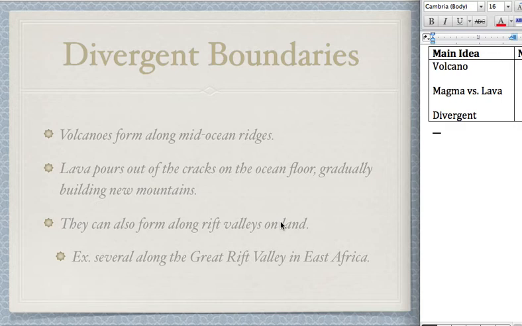So it's a little weird to think about that in this valley you might have a couple tall mountains as well, because the magma has pushed its way through. But there are several along the Great Rift Valley in East Africa. Mount Kilimanjaro, Mount Kenya, these are all volcanic mountains in origin.